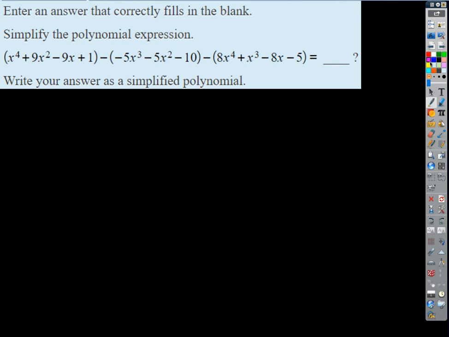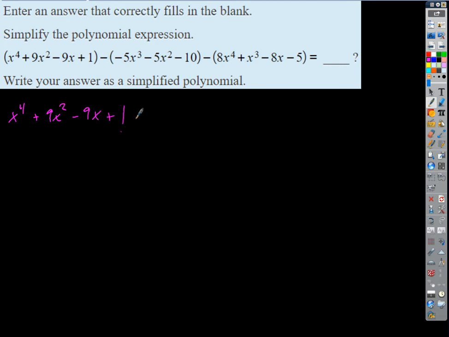Right, so you might be tempted to subtract, like x to the 4th minus 1x to the 4th, or 9x squared minus negative 5x squared, and figure out what that is, and then I guess there's no x squared there to subtract. But don't do that. Instead, always just distribute the negatives and then add them up, combine like terms. Right, so we'd end up with x to the 4th plus 9x squared minus 9x plus 1.